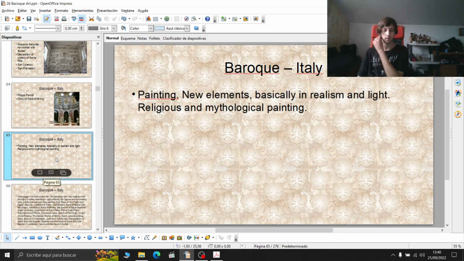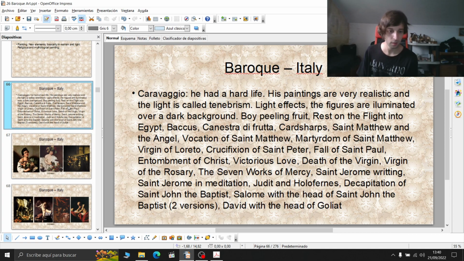And now painting. New elements, basically in realism and light, religious and mythological painting. Caravaggio, he had a hard life. His paintings are very realistic and the light is called tenebrism, a light effect. The figures are illuminated over a dark background.